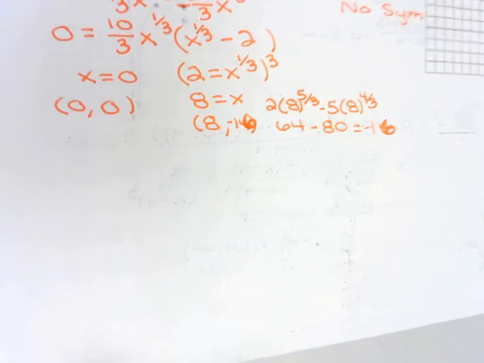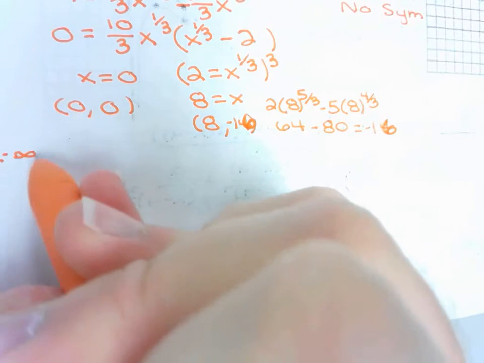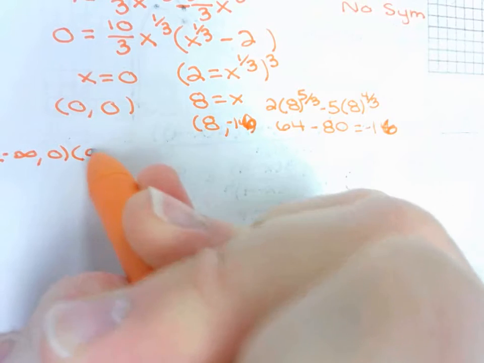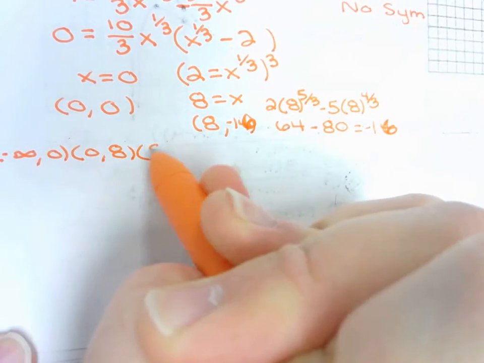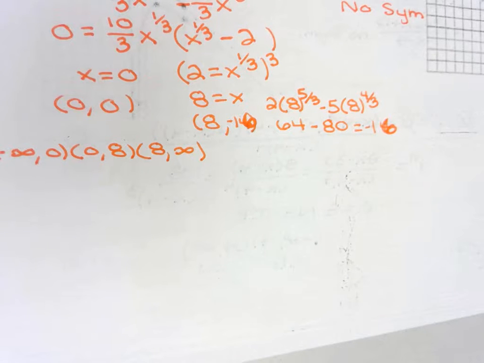Now let's go ahead and find my intervals of increasing, decreasing. So what are my intervals going to look like? Yep. And 8 to infinity. Take into account the domain, which is negative infinity to infinity, and then plug in your critical points, 0 and 8.